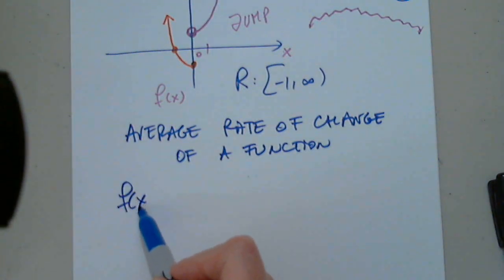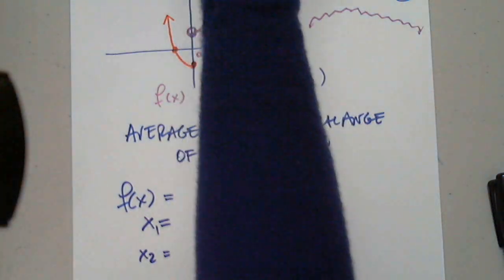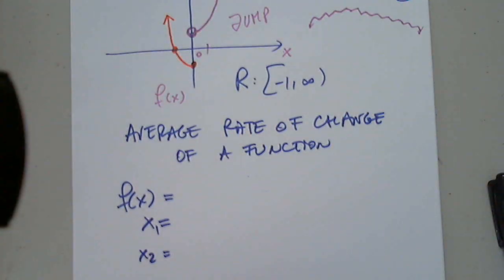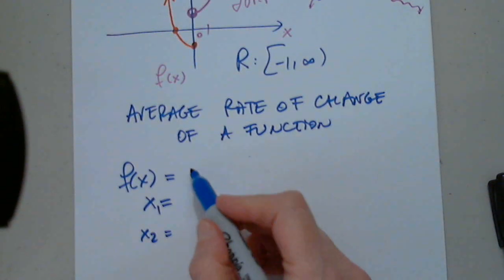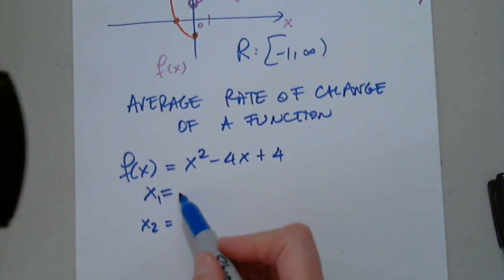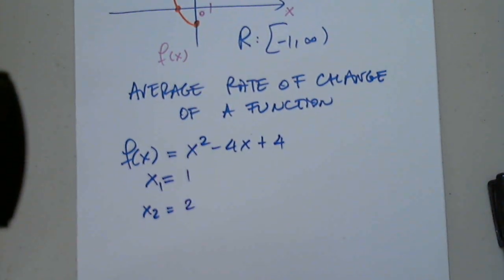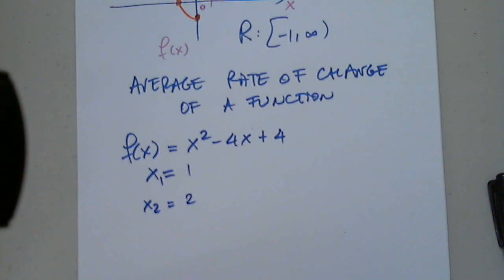So can anyone give us a function and 2 points? X equals x1 and x2. Any function you want to look at. Okay, x squared minus 4x plus 4. And x1 equals 1 and x2 equals 2. Okay.